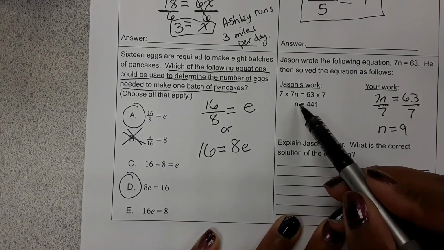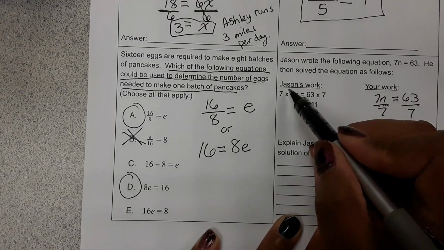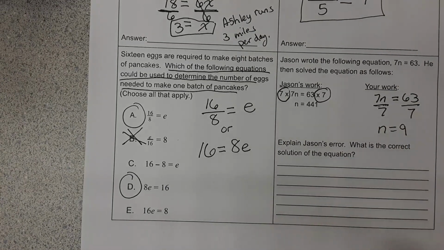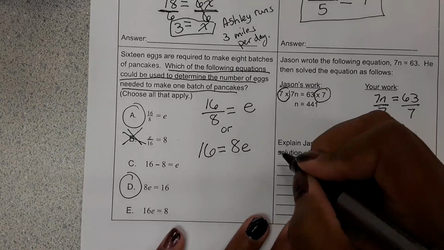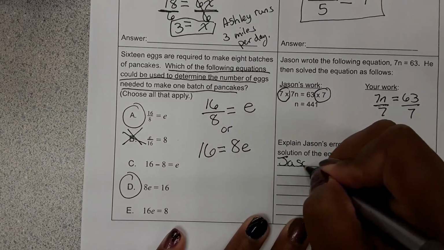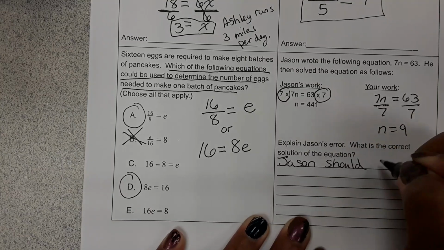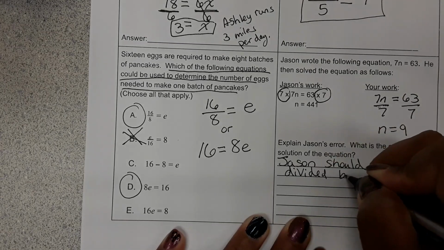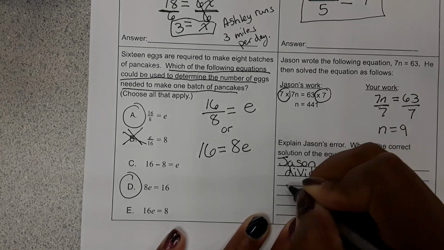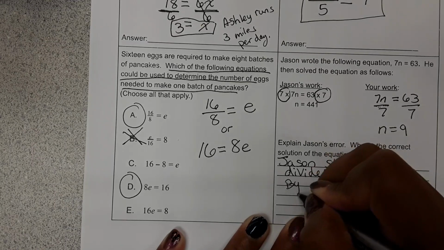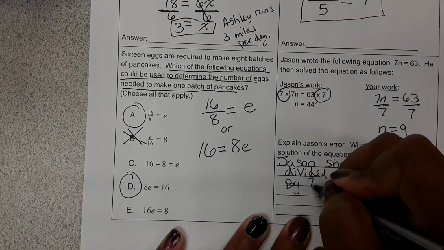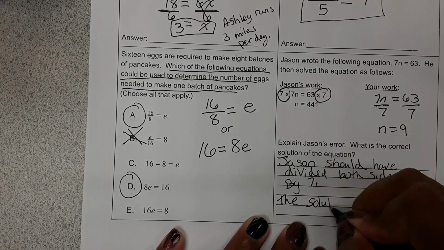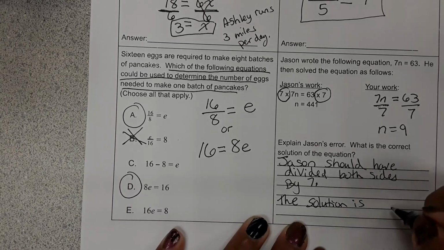I'm going to compare. It looks here that Jason multiplied both sides, so he didn't do the inverse operation. He was supposed to divide. Jason should have divided both sides by 7. The solution is n is equal to 9.